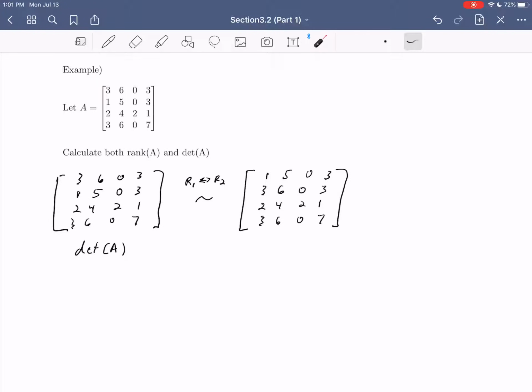Now, of course, this is a row equivalent matrix to this. This matrix is not guaranteed to have the same determinant. Interchanging two rows negates the determinant. So this matrix right now currently has negative the determinant of A.